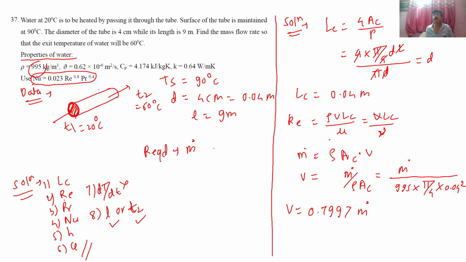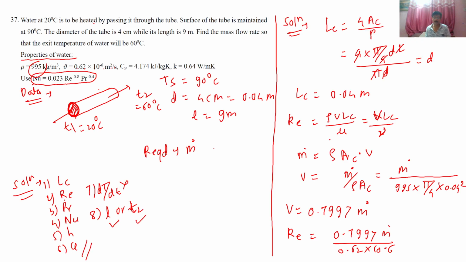Now I will put this in the second formula of Reynolds number, because nu is given, mu is not given. So V Lc upon nu, it is 0.7997 m dot upon nu. What is nu? 0.62 into 10 raised to minus 6. If I get this value, Reynolds number comes around, I will calculate again for you.